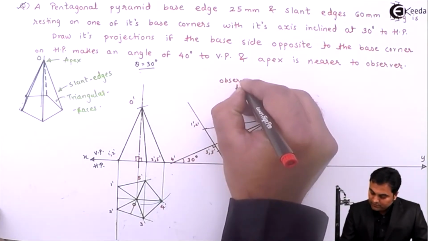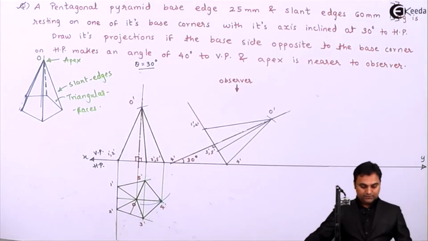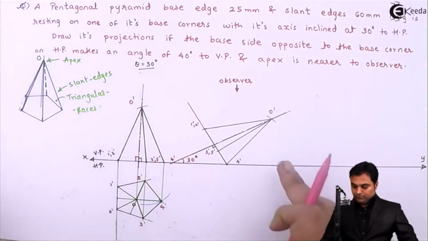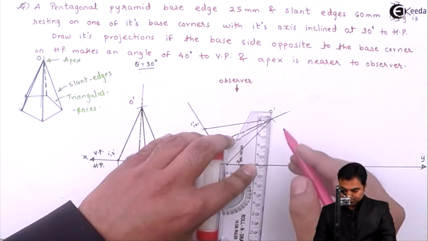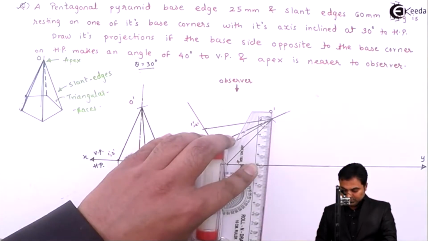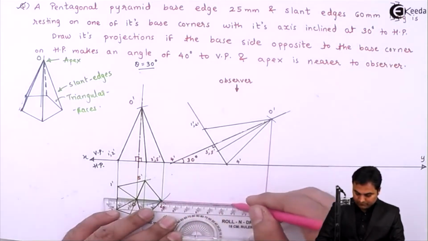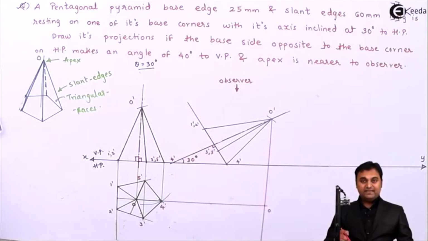Now I'll draw the top view of this inclined pyramid. So observer is at the top. Those points need to be projected first which are visible to the observer. So here point O dash, that is the apex, will be closest to the observer. It will be projected, and here also I am getting the apex, point O. So the intersection of these two lines gives me the apex. Then point 1 dash 2 dash, that is an edge looking like a point in front view, will be projected.